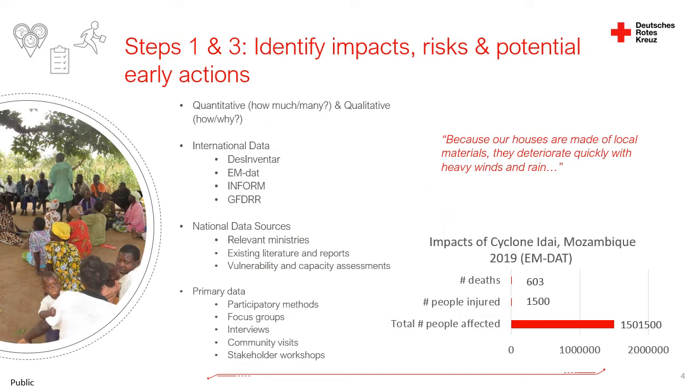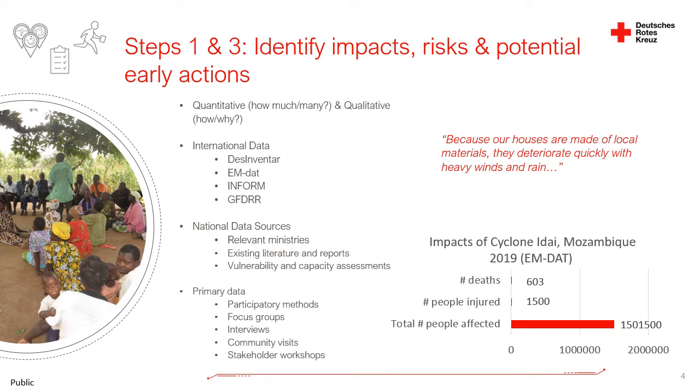Steps 1 and 3 of this section of the manual ask you to identify impacts, risks, and potential early actions. This can be done quantitatively, as in how many people are affected, or qualitatively, as in how or why people are affected the way they are. You can look for data to answer these questions in international databases such as Desinventar or EMDAT. The INFORM or GFDRR databases may also have information relevant to your protocol.